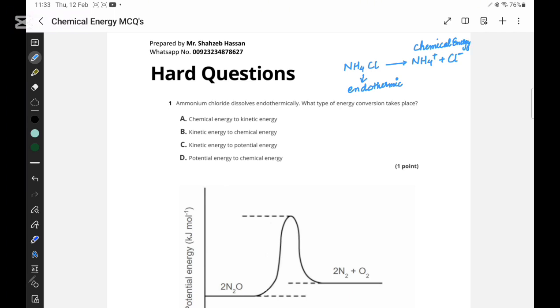So what is heat? Heat is basically the sum of kinetic energy in a sample. So what happens when you are absorbing heat, which is the kinetic energy actually? That kinetic energy after absorbing is going to be converted into chemical energy. So kinetic energy is converted into chemical energy. So option B is going to be correct.